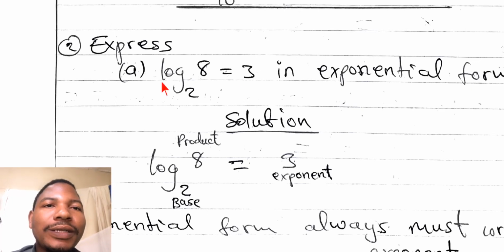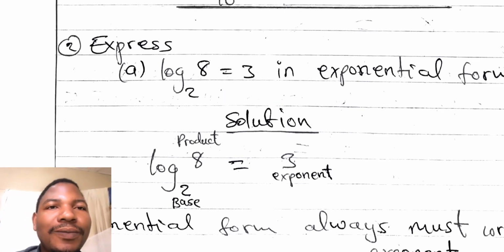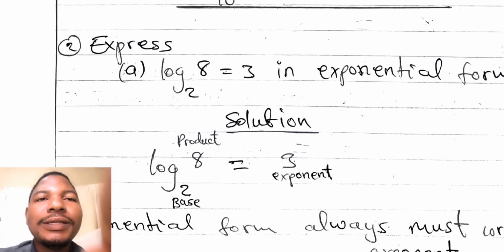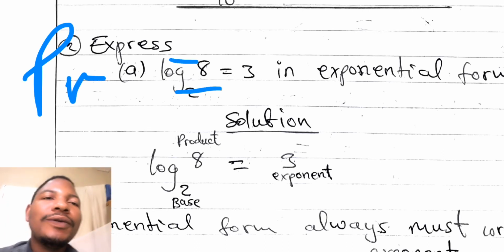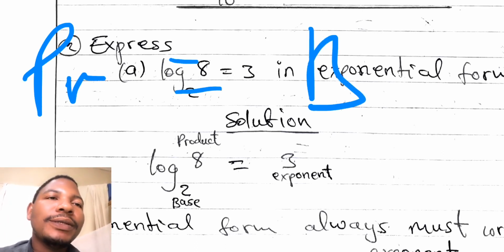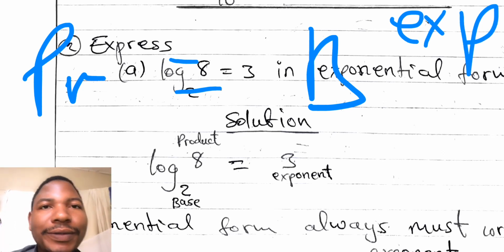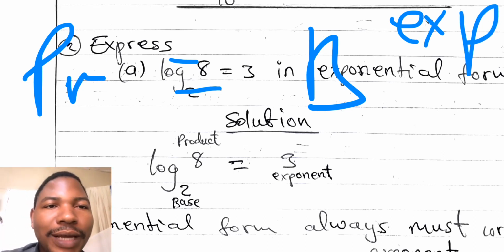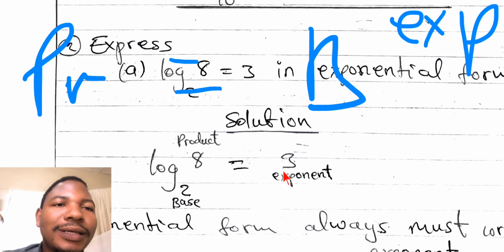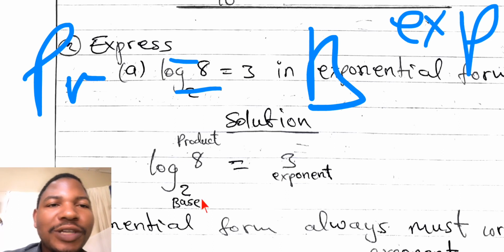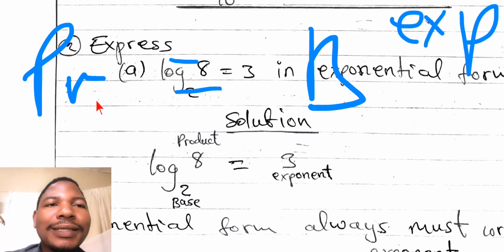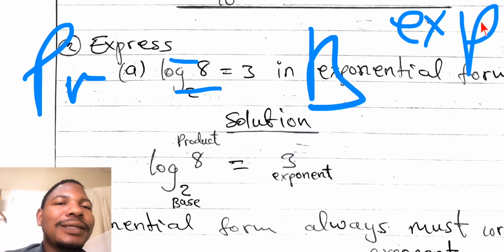Okay, second example. You need to convert this one into exponential form. So now it is vice versa. To write into exponential form, you must have the product is equal to the base raised to the exponent. This is the exponential form. Now I have this one. From this one, which one will be the product? This is the product. What is this? It is the base. What is this? It is the exponent. So to write into exponential form, we write the product is equal to the base raised to a certain exponent.